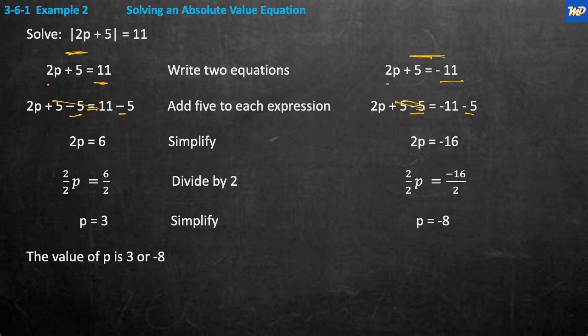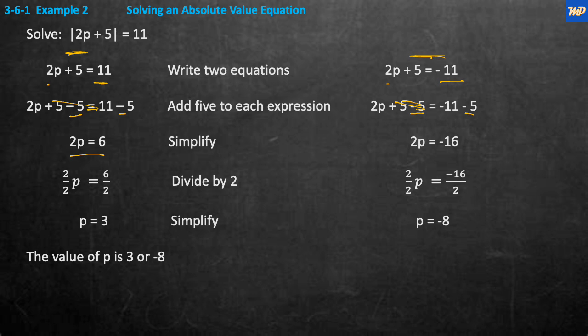11 minus 5 is going to be equal to 6, right? 2p equals 6. On the other side, 2p is going to be negative 16 because we started with negative 11 and now we're subtracting 5 more, so it's negative 16. So 2p equals 6 on one side, 2p equals negative 16 on the right-hand side. This is the way you have to solve these equations, okay?